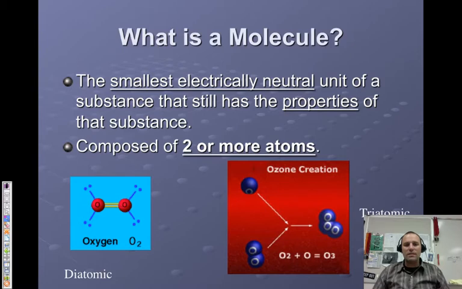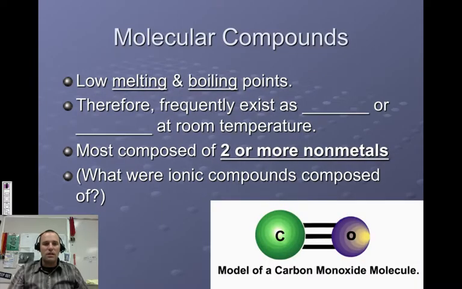So let's look at what a molecule is. A molecule is the smallest electrically neutral unit of a substance that still has the properties of that substance. It has to be two or more atoms put together, so it can definitely be more than two. Two atoms of the same kind are often called diatomic, while three are called triatomic if they're the same kind. That's just a little side note there.